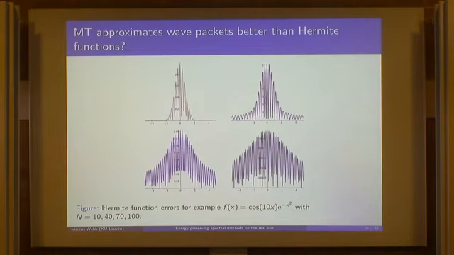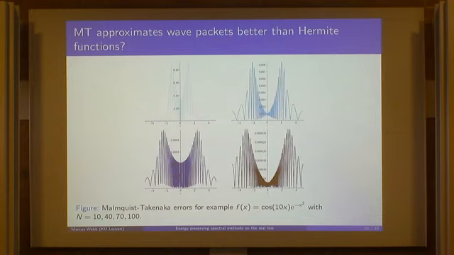Okay. These are errors for approximating a wave packet, cos 10x e to the minus x squared, using Hermite functions. This is the degree 10 approximation, 40, 70, 100. The errors are going down. You're getting an extra digit each time. This is 0.001 error there. And these are the Malmquist-Takenaka errors for the same degrees, the same function, but we got 2 more digits for n equals 100. So surprisingly, Malmquist-Takenaka approximates wave functions better.